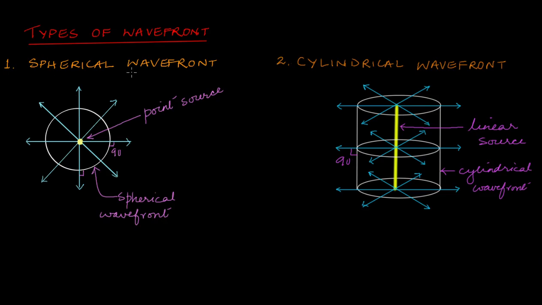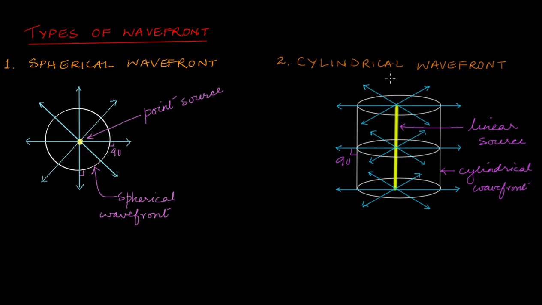The first one is called the spherical wavefront. And this spherical wavefront is produced by a point source. So you have to remember what is the source of this type of wavefront. You can see here this white color sphere, and these blue color lines are the light rays. From this point source the light rays are coming outward like this, and then this spherical part is called the spherical wavefront. And you can see that this light ray is always perpendicular to the wavefront.